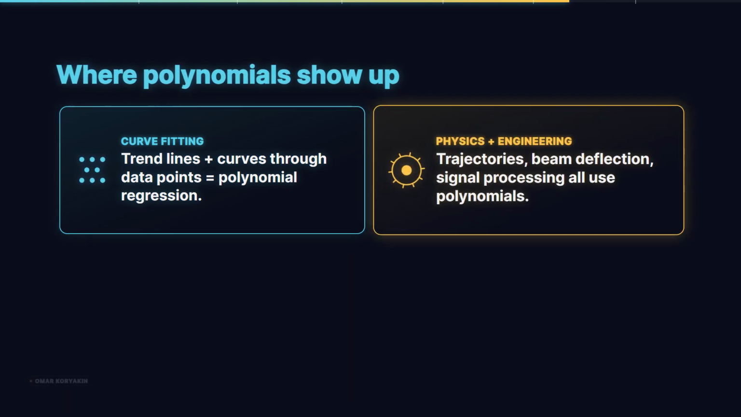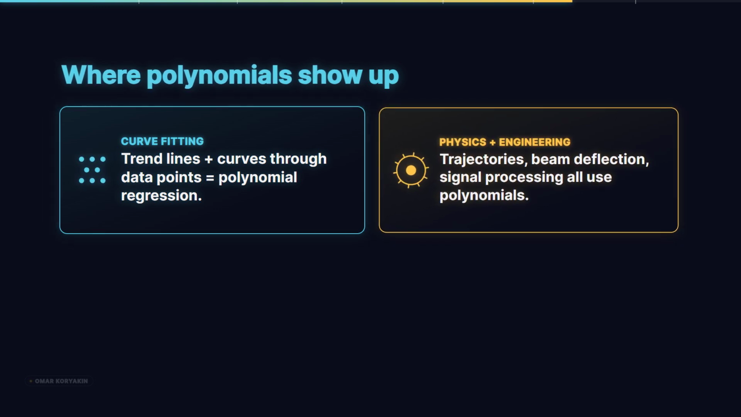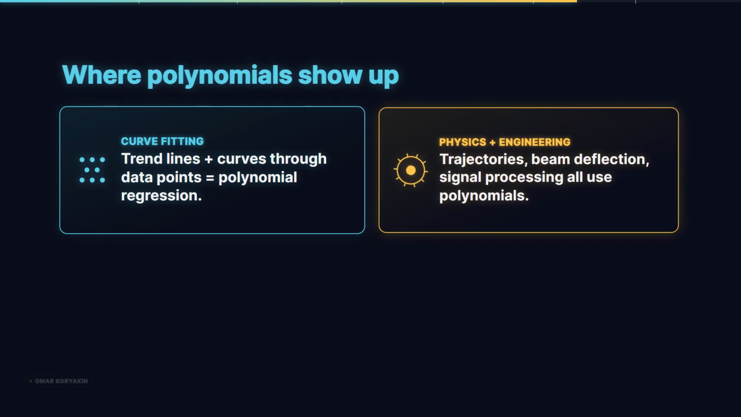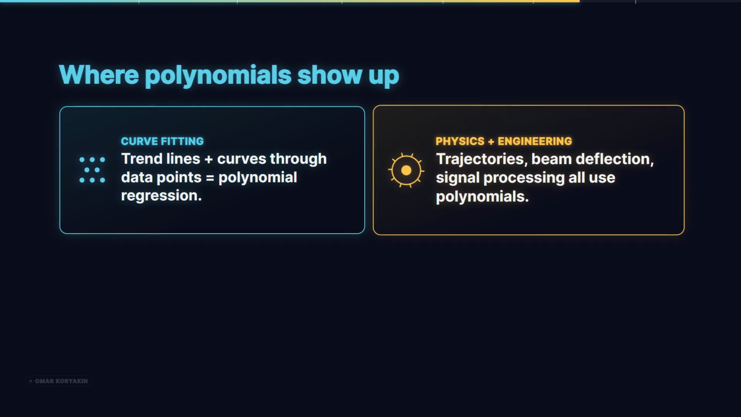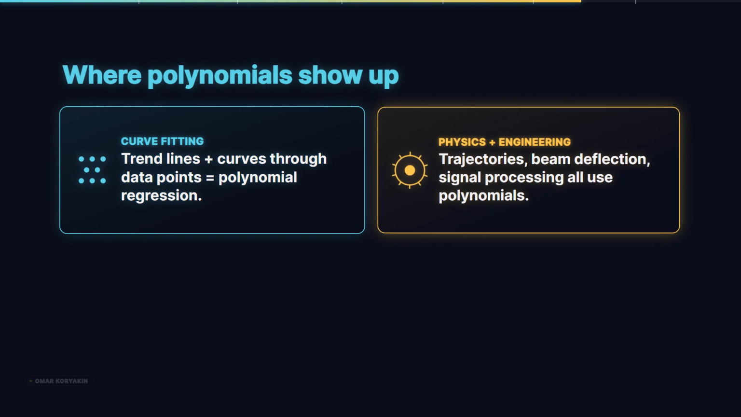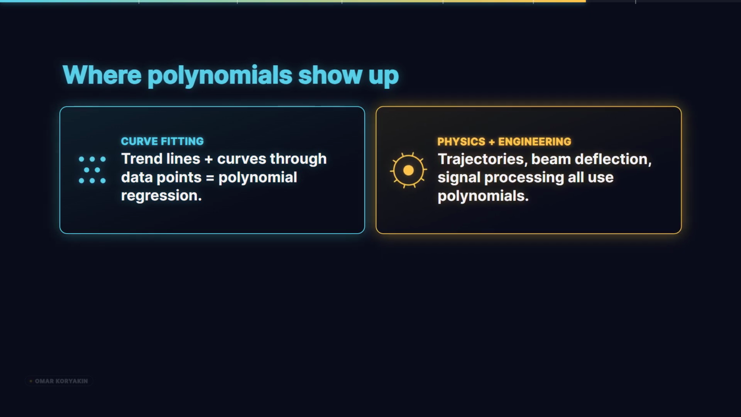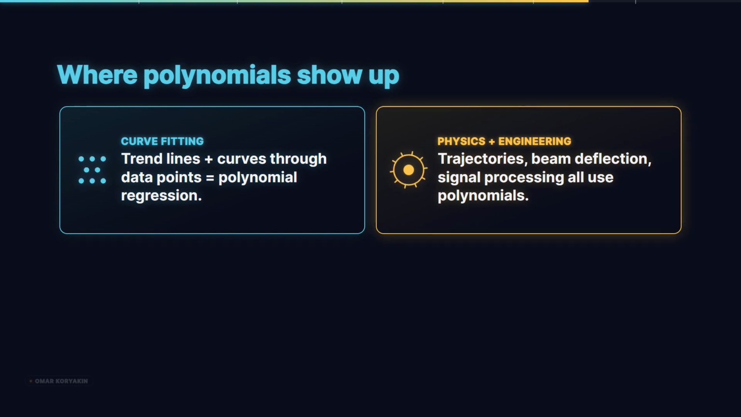In physics and engineering, projectile trajectories under gravity follow degree 2 polynomials. Position equals initial position plus velocity times time minus 1/2 dt squared. Beam deflection under load is described by degree 3 or 4 polynomials. Signal processing uses polynomial filters. Control theory uses polynomial transfer functions. The polynomial structure is everywhere in physical modeling, and the vocabulary from today is what physicists and engineers use to describe their models.